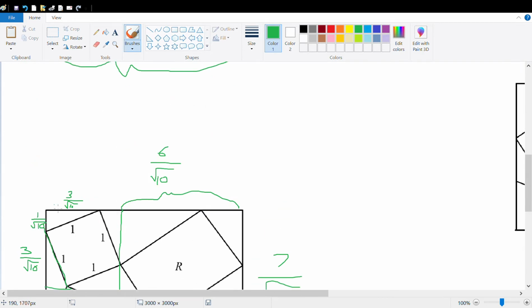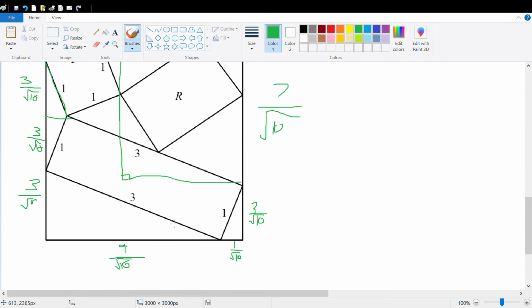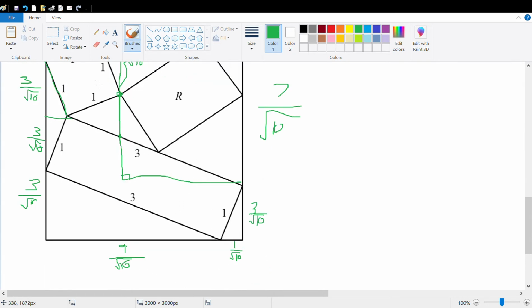So this is 6 over root 10 because we also have a 1 over root 10 here. So yeah, we have a 6 over root 10 by 7 over root 10. So that's helpful, but not really, because we still have some points of interest, like literally points of interest. So we also know that this here is 3 over root 10, because all of these triangles are congruent once again. A lot of this stuff is all powered by congruent triangles.